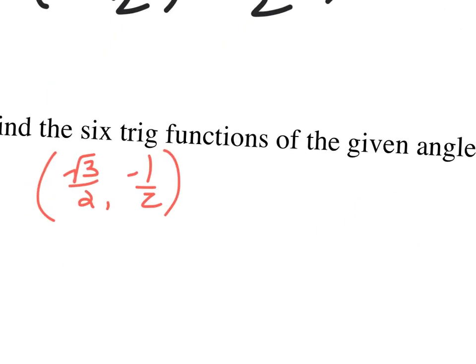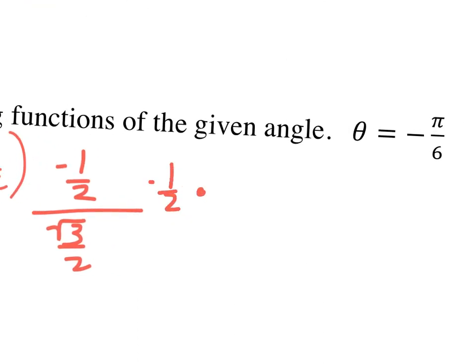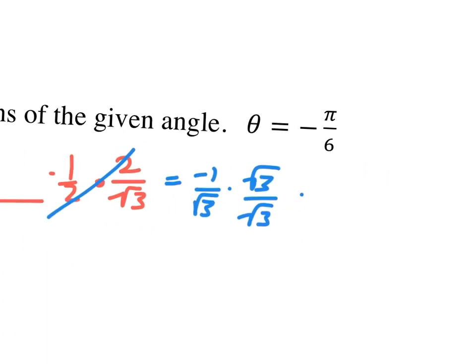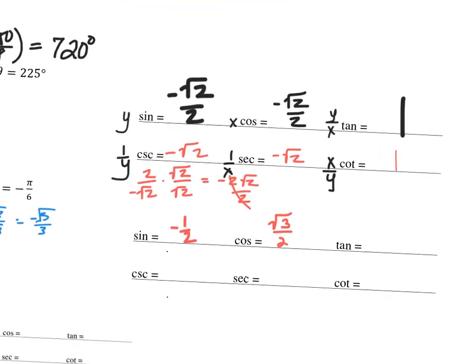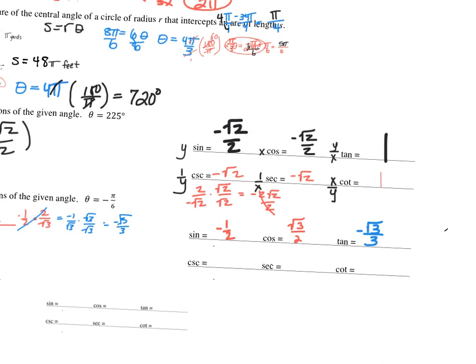And then what's the tangent? Y over x, right? So negative 1/2 divided by root 3 over 2. Keep, change, what? What happens to the 2's? So I have negative 1 over root 3. Rationalize, what's my answer? Perfect. Negative root 3 over 3. So that's my tangent.